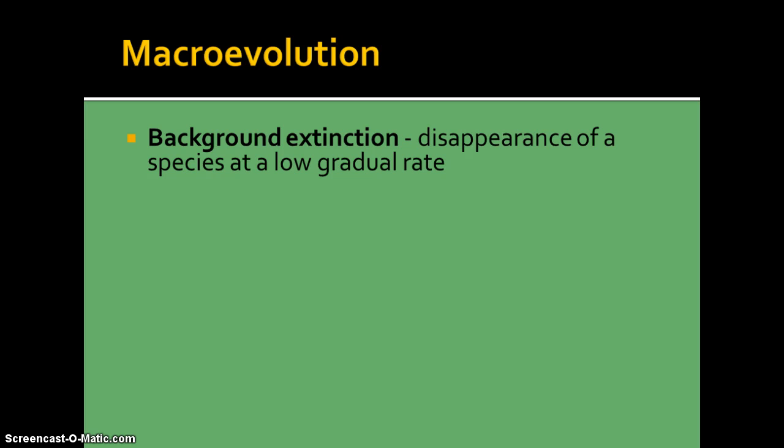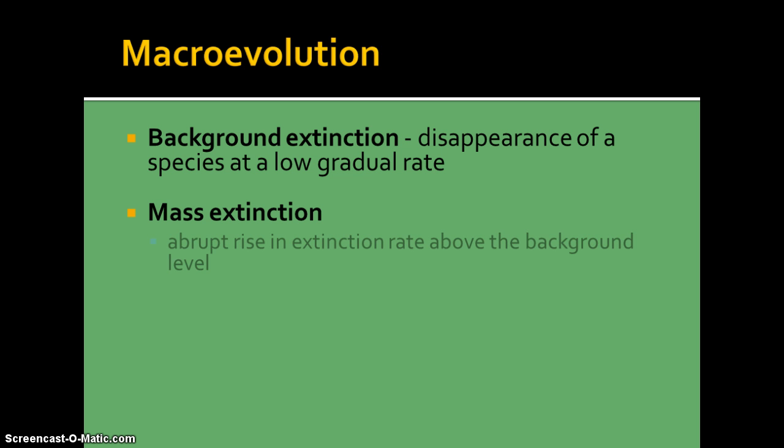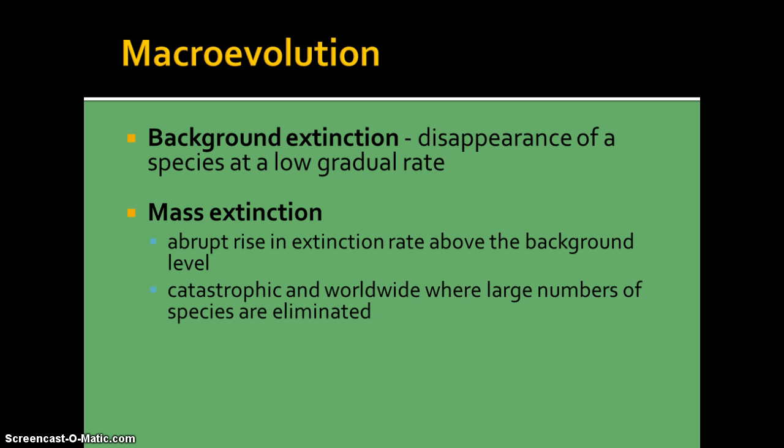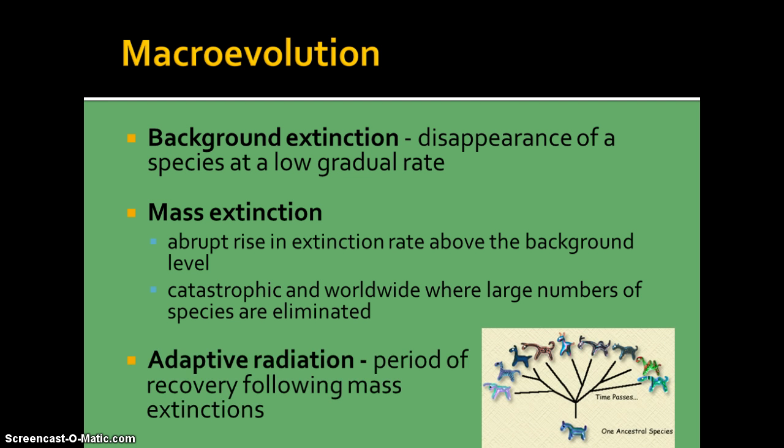Now, we always have what we call background extinction, which is the disappearance of species at a low gradual rate, and this is something that has happened since the Earth has been around. A mass extinction is any time that the extinction rate rises above that background level, and we have more species than normal that are disappearing. Usually they're catastrophic, and you see large numbers of species worldwide being eliminated. When this happens, after a mass extinction, we have what is called adaptive radiation. We have a few species left, and so everything is going to evolve from those few species.